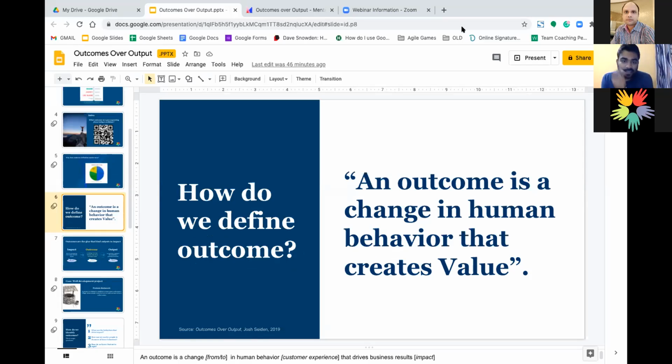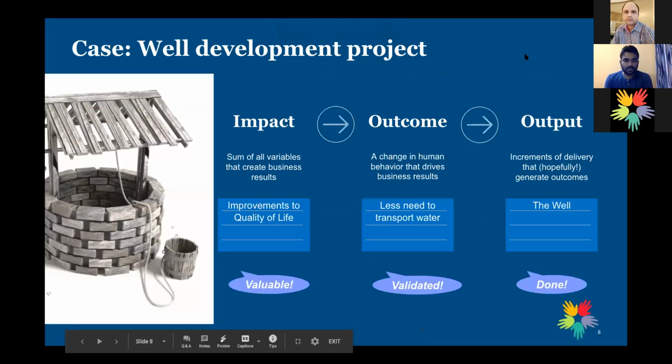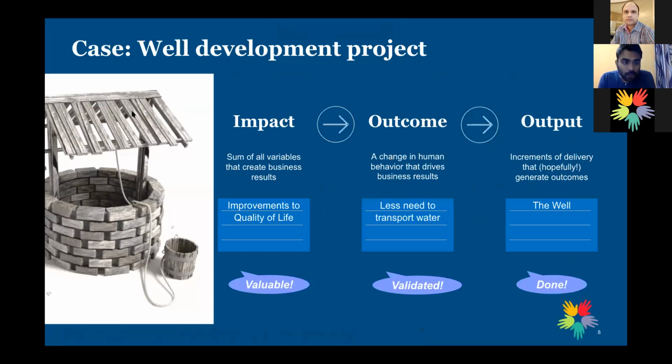These are good examples and good tries. I'm just going to reveal it, right? This is an example for you guys to relate to. In this project, whatever I've explained, the output is the well, which is constructing a well. Now the outcome is related to humans' change in behavior, right? Earlier they were walking several kilometers to fetch water. Now they would have less need to transport water, so they will not go that far. The change in behavior is that rather than going to a river, they're going to go to a well. That's what we're hypothesizing, right?